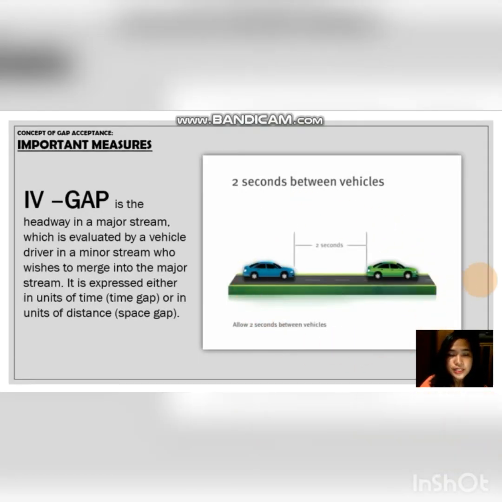Next is the gap. It is the headway in a major stream, which is evaluated by a vehicle driver in a minor stream who wishes to merge into the major stream.